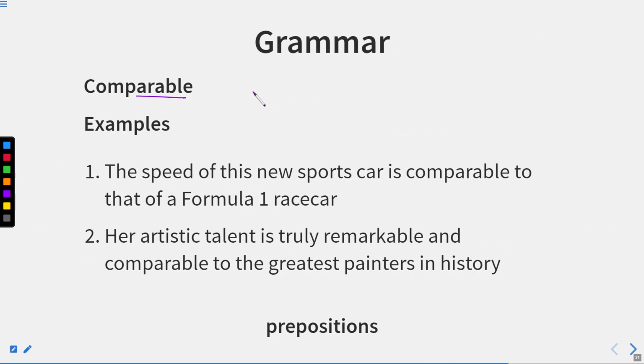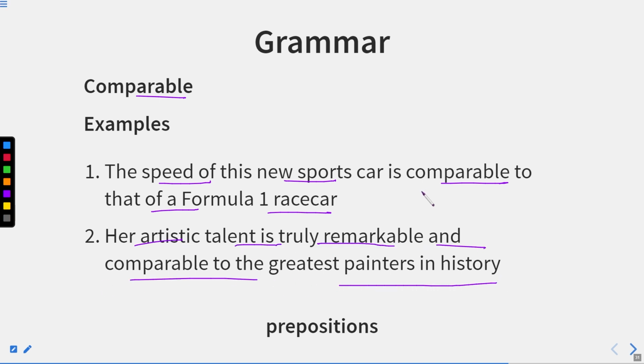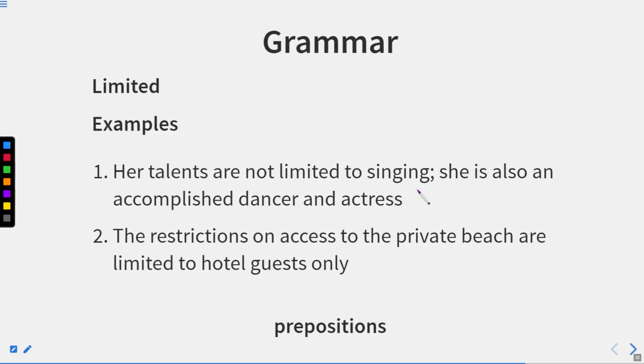Comparable, it means when we compare something to another thing, or when something can be compared. So it is compare plus able. So when something is compared. The speed of this new sports car is comparable to that of the Formula One race car. Her artistic talent is truly remarkable and comparable to the greatest painters in history. So this is how we can use the phrase comparable to. Now let us move to the next one.